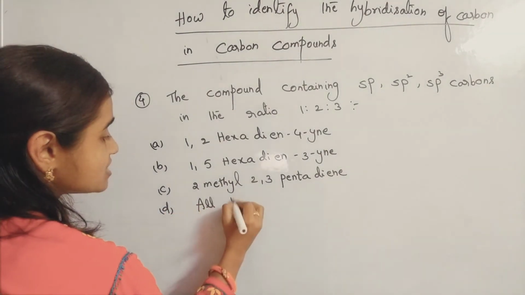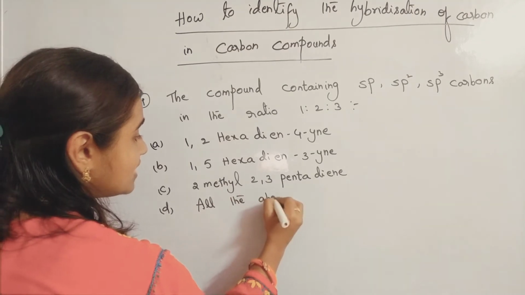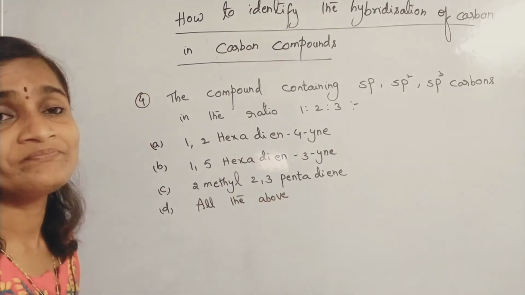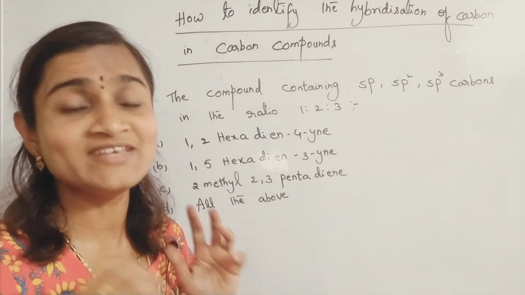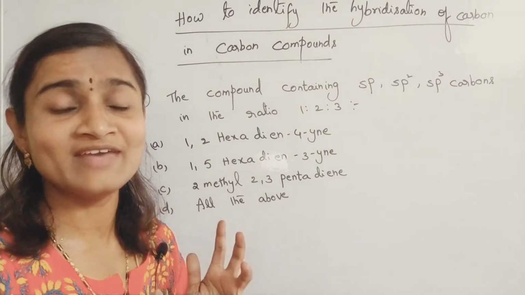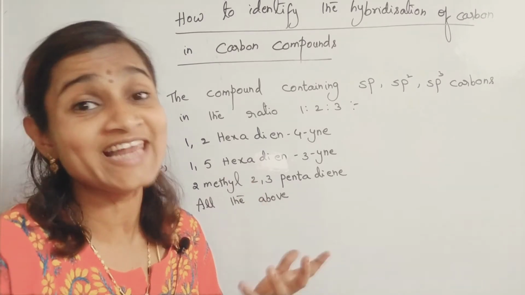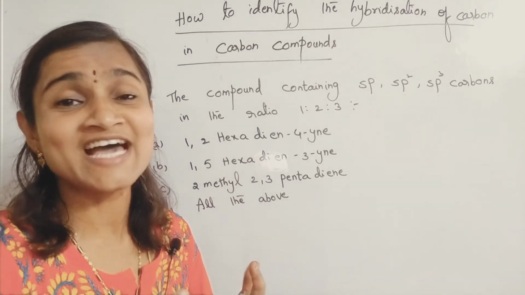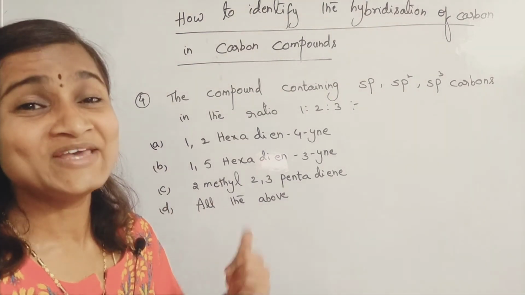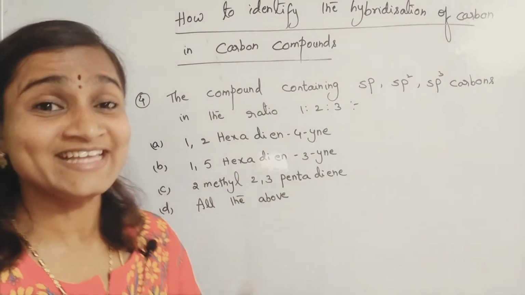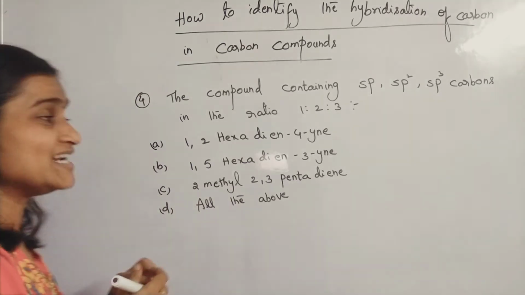See the logic in this question. That means you have to check each and everything now. All the above is also there. If we get one correct answer and stop over there itself, we may get relaxed. But he is not giving us a chance to relax. He gave the option all the above, meaning you have to check all the 4 options by writing the structures. That is the logic in this.